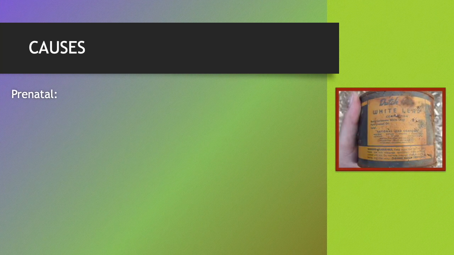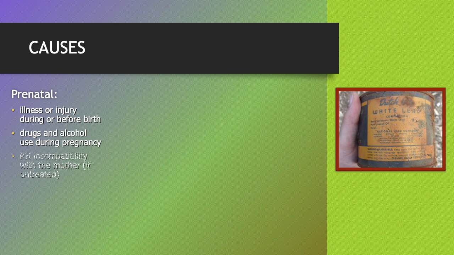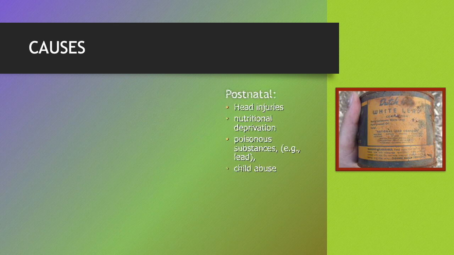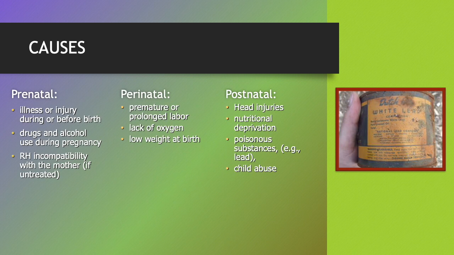Some prenatal causes include illness or injury during or before birth, drug and alcohol use during pregnancy, and Rh incompatibility with the mother if left untreated. A few perinatal causes, or causes during birth, include premature or prolonged labor, a lack of oxygen in the baby, or low weight at birth. A few postnatal causes include head injuries, nutritional deprivation, poisonous substances such as lead, and child abuse.